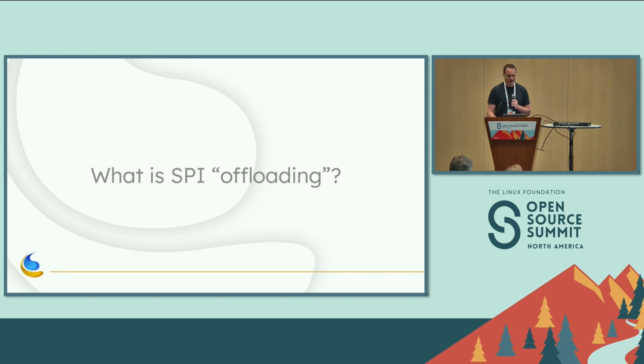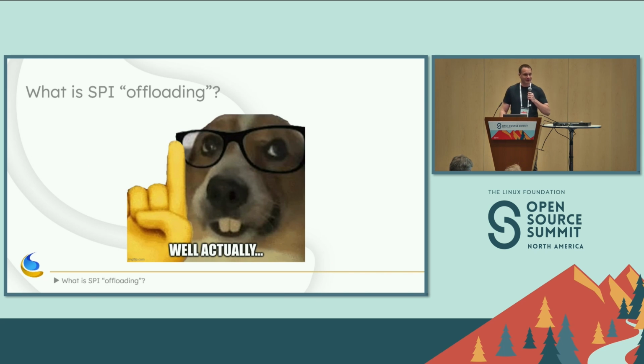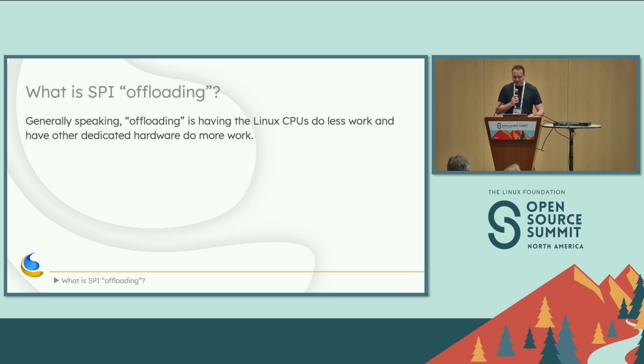So first, what is SPI offloading anyway? Well, let's get nerdy and make a definition. So very broadly speaking, we can say that SPI offloading is pretty much anything you can do to make less work for the main CPU in the Linux kernel and move that work somewhere else to some kind of specialized hardware. So we would say we're offloading that work to some kind of hardware.